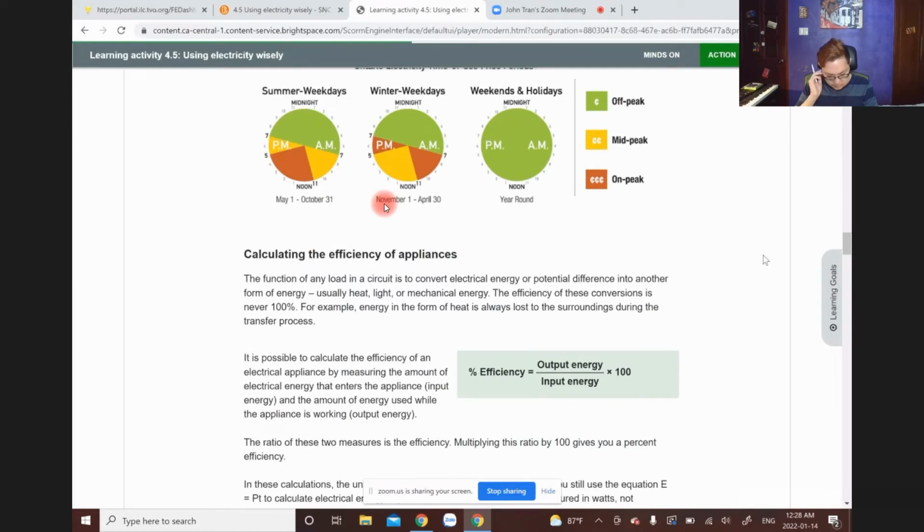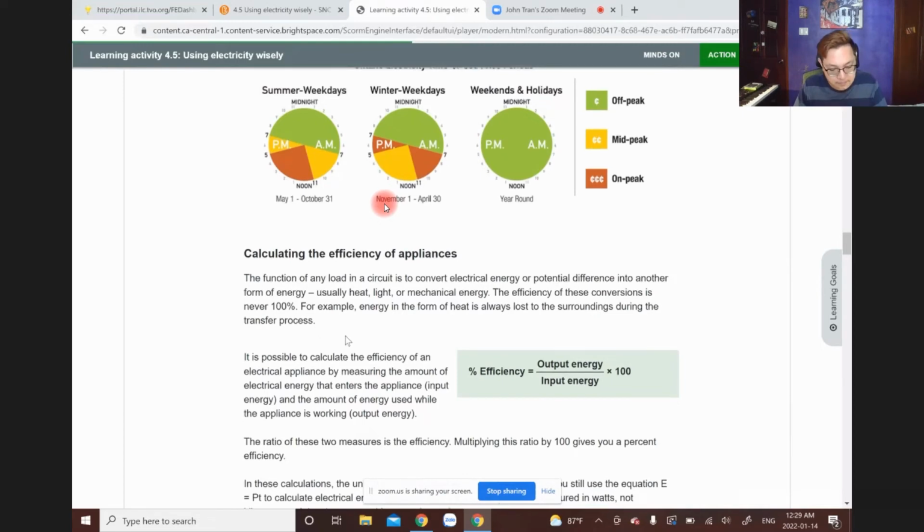The efficiency of appliances. The function of any load in the circuit is to convert electrical energy or potential difference into another form of energy, usually heat, light, or mechanical energy. The efficiency of these conversions is never 100%. For example, energy in the form of heat is always lost to the surroundings during the transfer process.